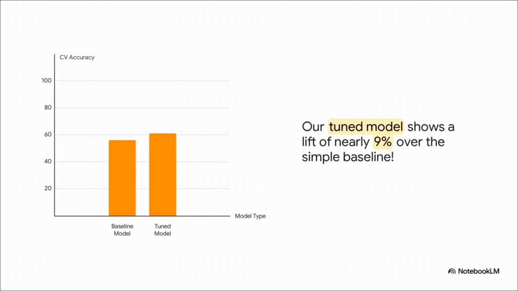Remember our baseline, that little bar on the left? It was sitting at 56.2% accuracy. Well, look at our new Pro model on the right. We jumped all the way to 61.2%. Now, a 5-point jump might not sound like a lot, but in the world of machine learning, an almost 9% relative improvement from just a couple of smart changes, that is huge.